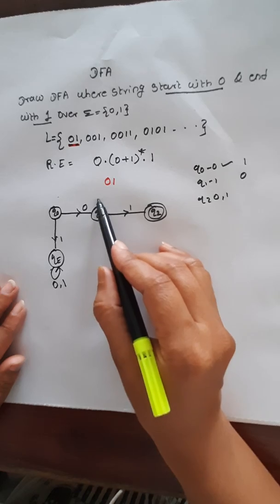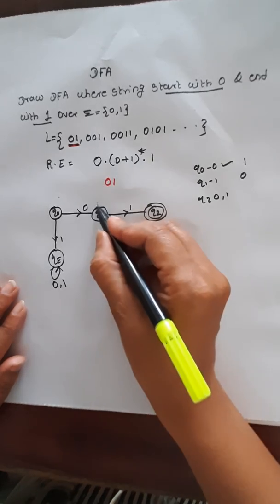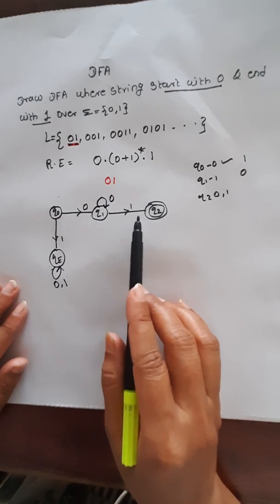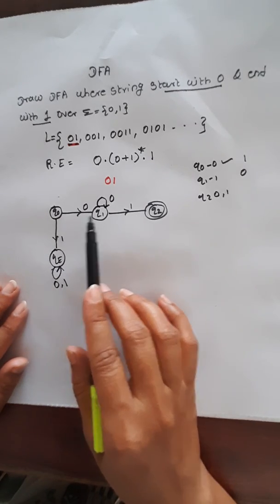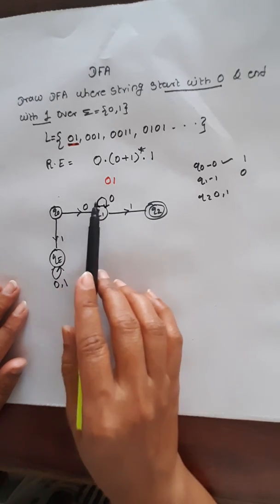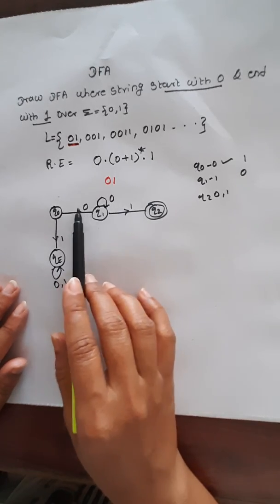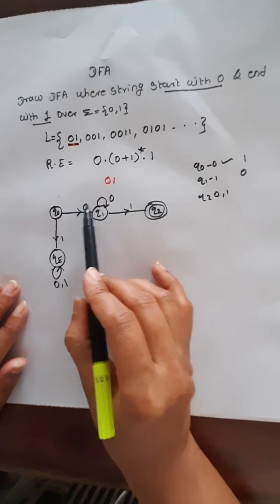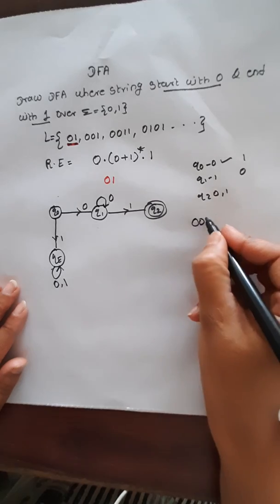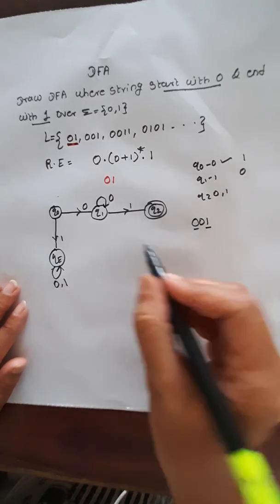If I make the self loop of the 0 here, then check for all valid strings and check whether any invalid string is passing through this one or not. Fine. So see, if I make the self loop of 0 here, which strings are passed? 0, then take the 1 0 from this one and 1. Yes, start with 0, end with 1.